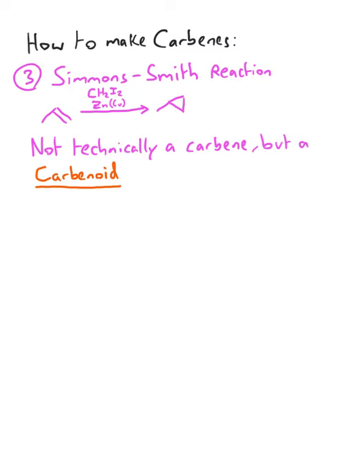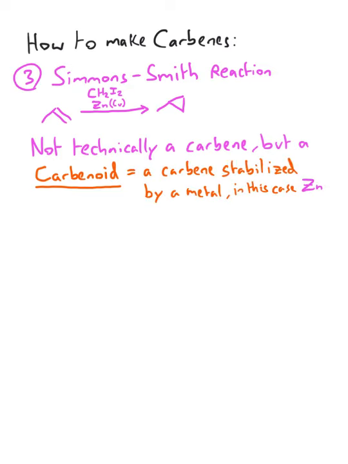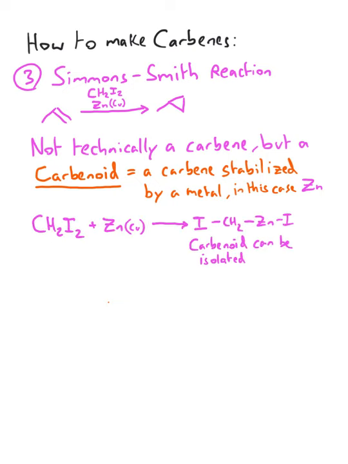Now, this is not technically a carbene reaction, but a carbenoid reaction. A carbenoid is a carbon that is stabilized by a metal, in this case, zinc. Now, unless you go on into graduate school to do chemistry, this probably does not impact you at all. It's just a carbene reaction. It's just we can isolate this species that forms when zinc reacts with diazomethane. However, the end results are the same as if we formed a carbene.